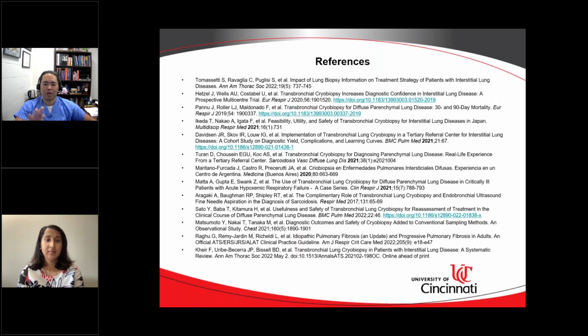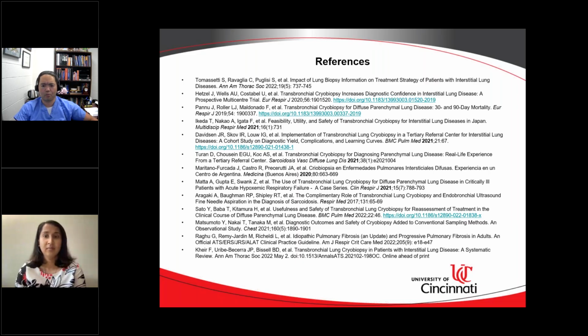But you're right. If you're going to do a cryobiopsy, your diagnostic yield is going to increase if you take a biopsy from a different lobe as opposed to getting 2 or 3 or 4 biopsies from the same lobe, or from the same segment, I would say. So yes, there is an increase in diagnostic yield when you biopsy more.